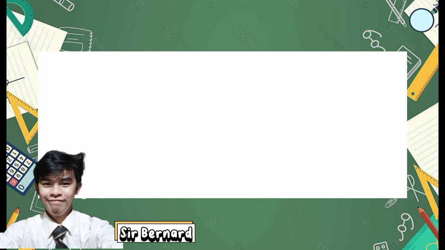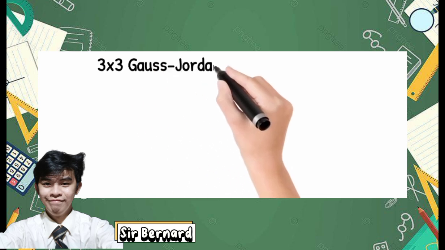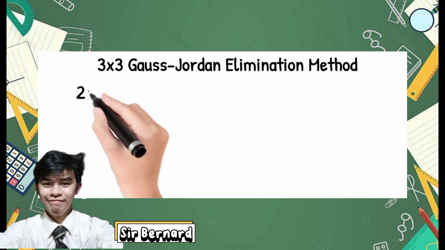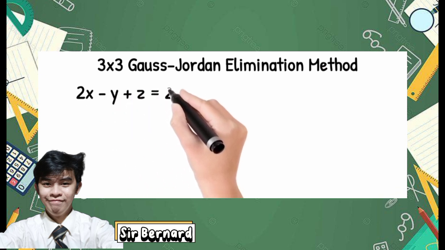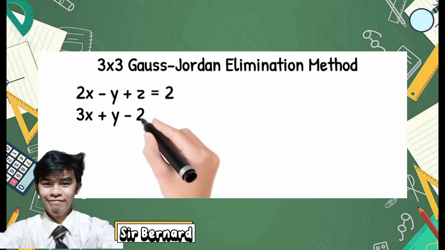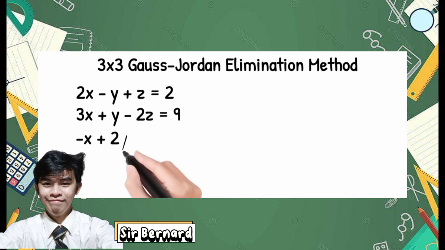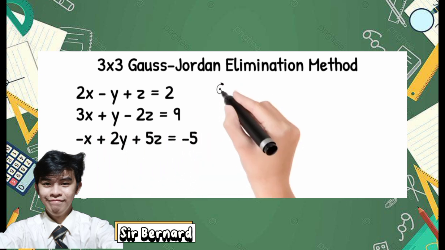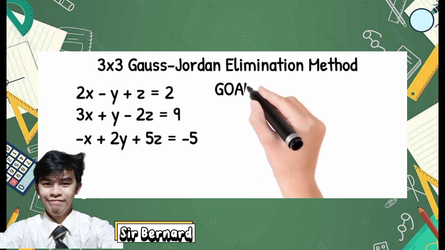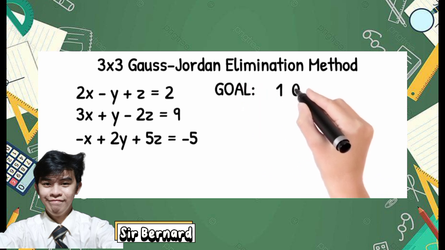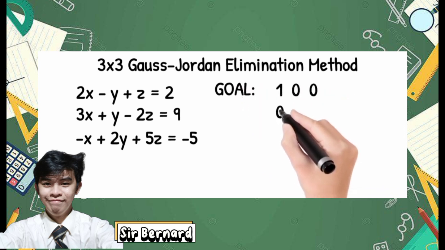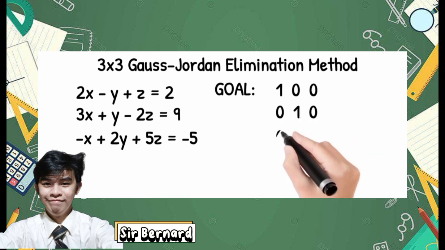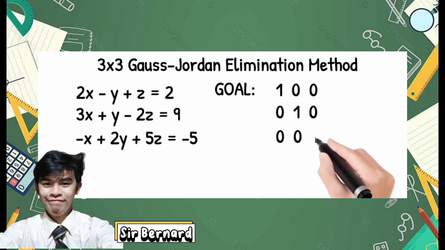In this video, we're going to do an example of solving linear equations by using Gauss-Jordan elimination, and we're going to apply it to 3 equations. Our goal is to make the left side of this matrix look like the identity matrix: 1 0 0, 0 1 0, 0 0 1.